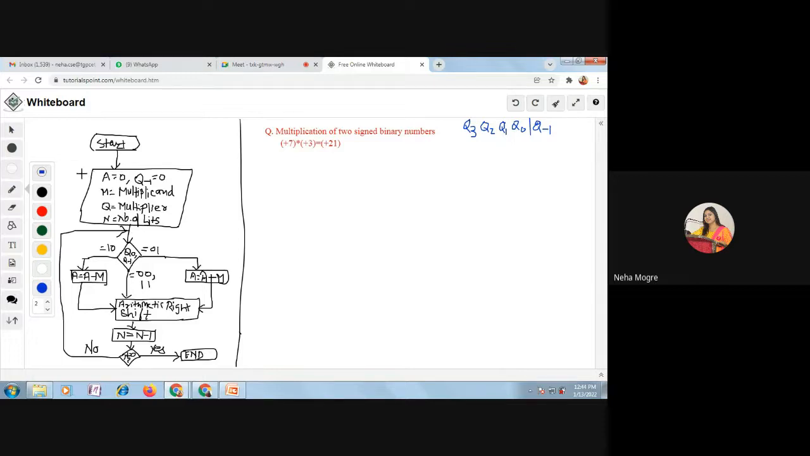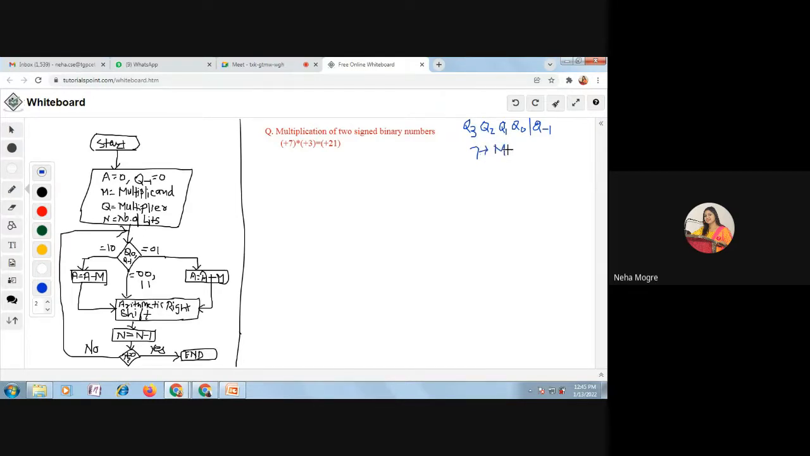First, we need to initialize this. Okay, what is our first step? Can you see my pointer? Is my pointer visible? Yes, ma'am. Right. So here, see in the flow chart, the value of A and Q minus 1 has been given. M is your multiplicand. So what is the multiplicand in this problem? 7. Right. So 7 is the multiplicand.